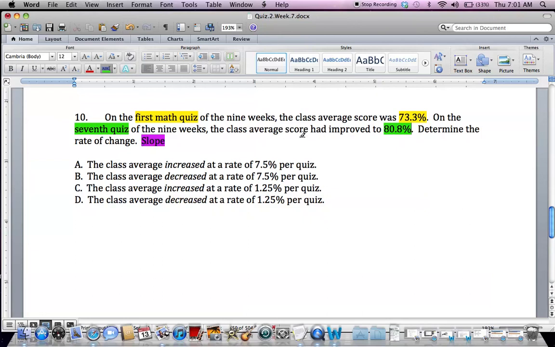So a key word here says improved. You got to look up here and see. It says the class average increased at a rate, the class average decreased at a rate, the class average increased at a rate, the class average decreased at a rate. It says improved. Think about what improved means. You can already do process of elimination, and then we're going to figure out our slope, and then we're going to pick the correct answer.